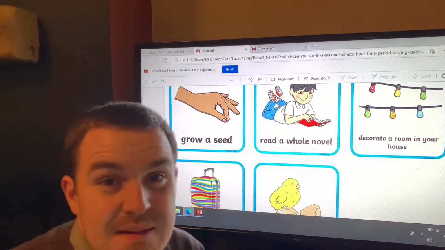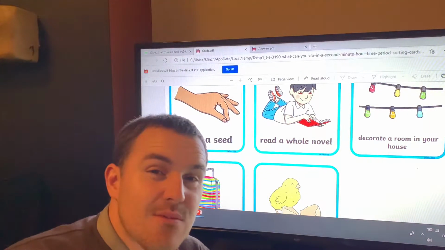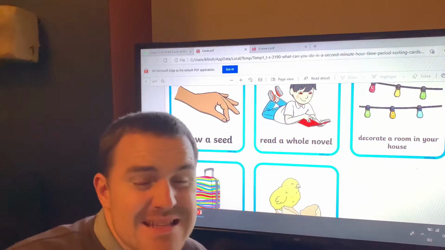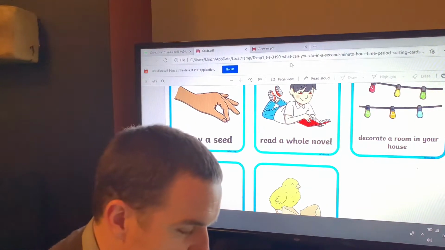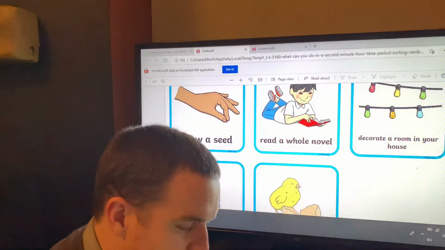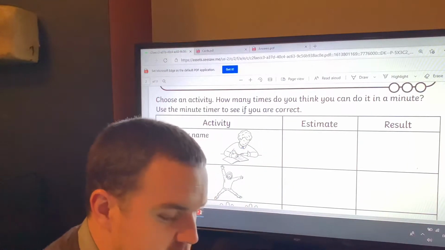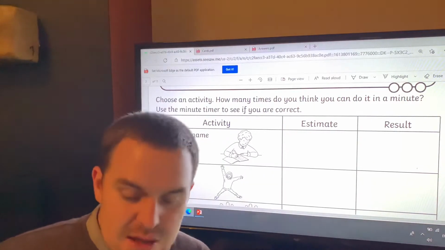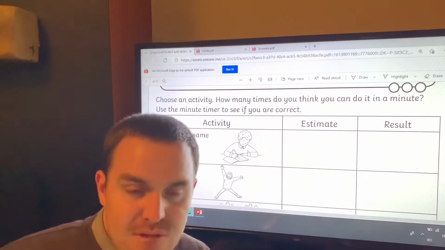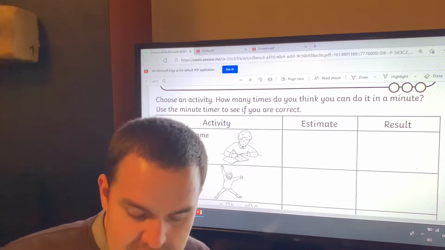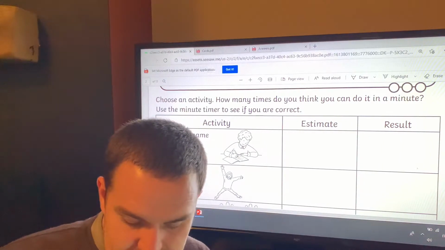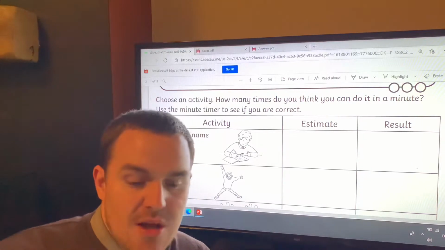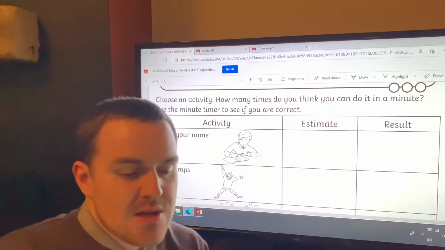So it's important to think about which different way you could measure things, whether it's a second, a minute, an hour, or even a week or a day. So let's have a little look at what you're doing. What you need to do is get yourself a phone or a stopwatch or something where you can measure. So I'm going to look at my phone here, and I have a stopwatch. I also have a timer. I'm going to use a stopwatch.